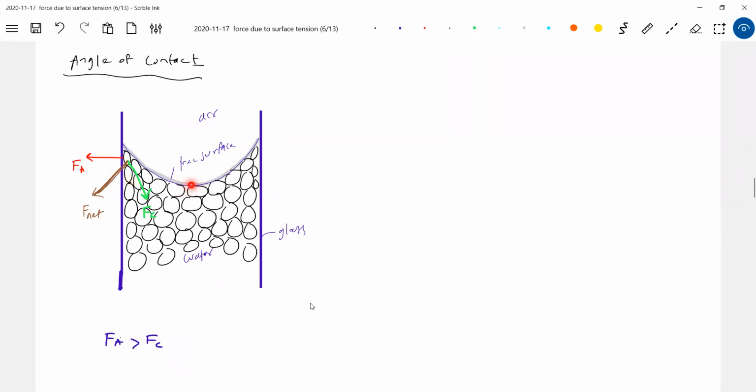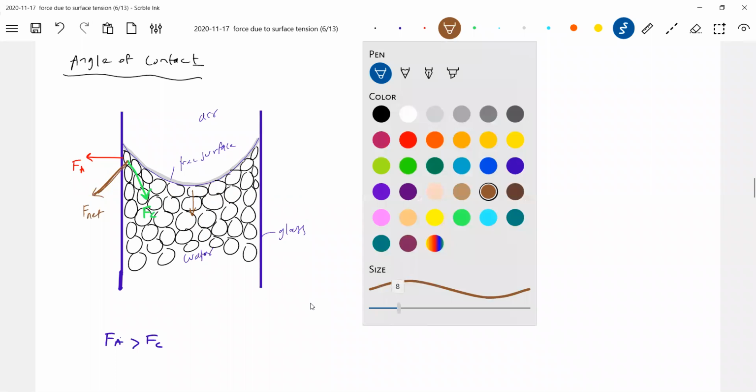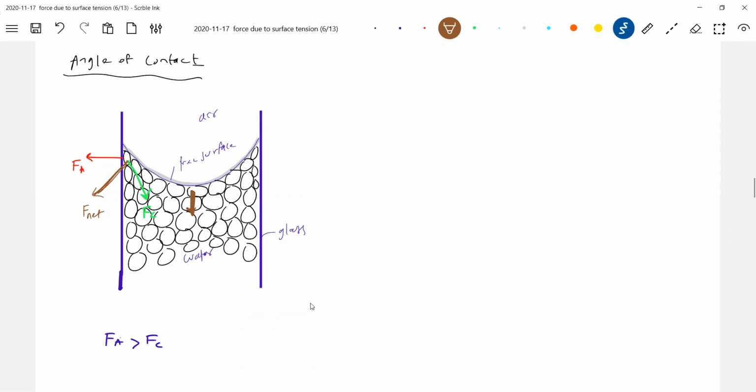What about this? Why is the free surface horizontal? Suppose we take this particular molecule. The adhesive force will be equal and opposite, and the net force will be downward. So the free surface here will align itself like this. And what about the free surface here? The net force here will be like this, and here like this. This is the resultant of cohesive and adhesive force, and the free surface will align perpendicular to the net force.